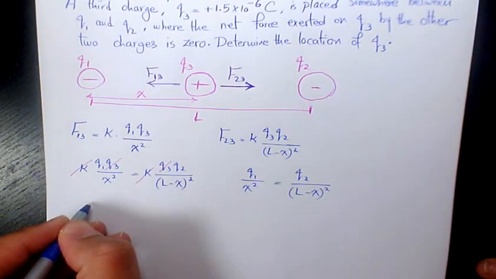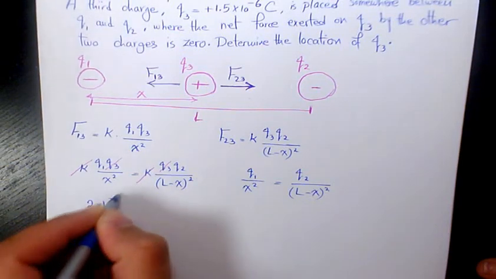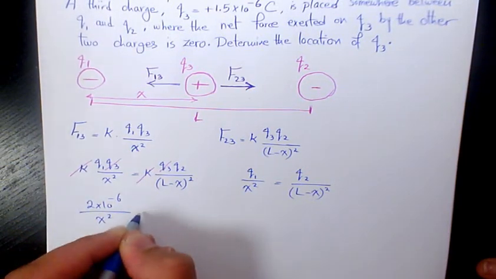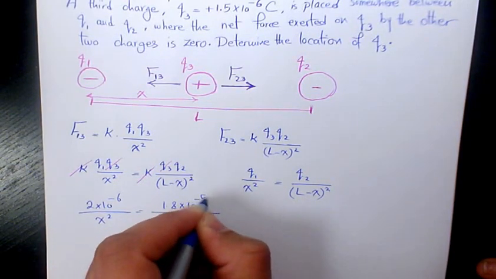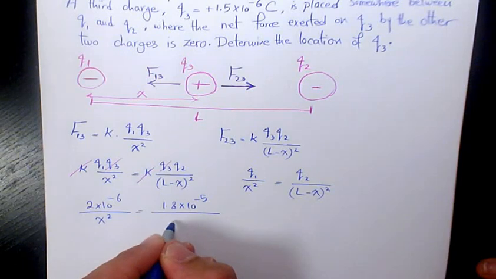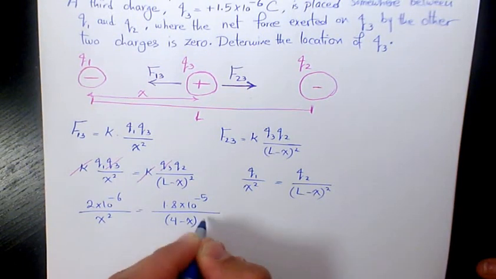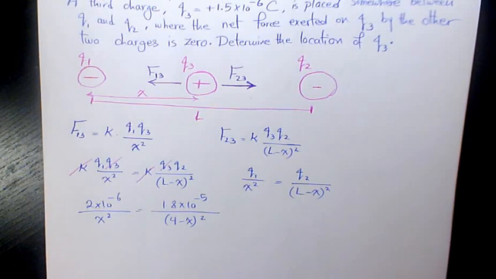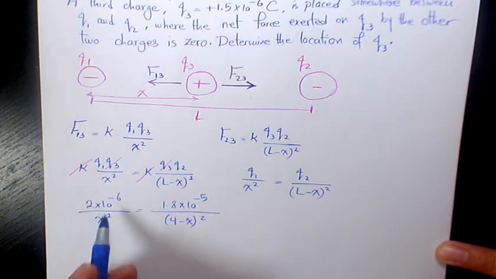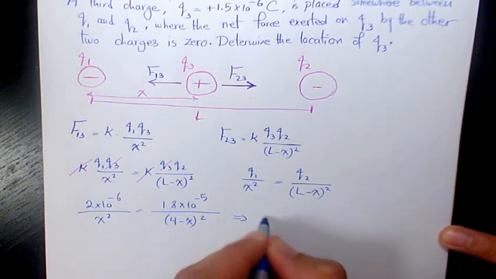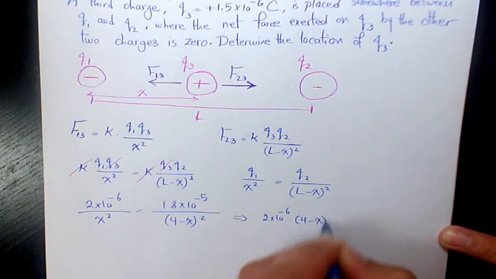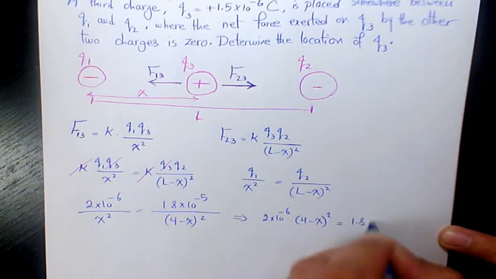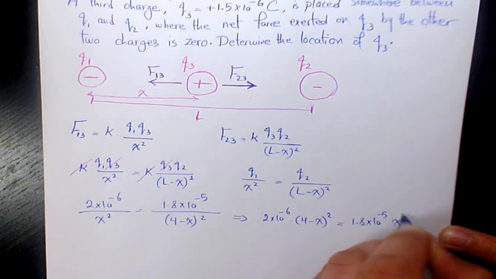Q1 is 2 times 10 to the power of negative 6 divided by X squared. Q2 is 1.8 times 10 to the power of negative 5 over L, which is 4, minus X to the power of 2. Now I need to do cross multiplication. 2 times 10 to the power of negative 6 times 4 minus X to the power of 2 equals 1.8 times 10 to the power of negative 5 X squared.